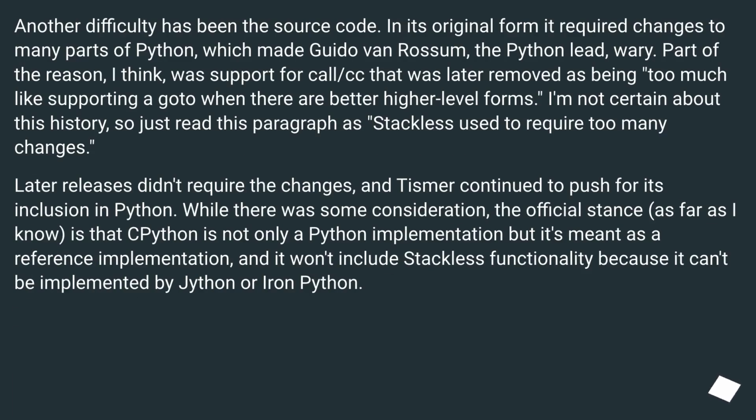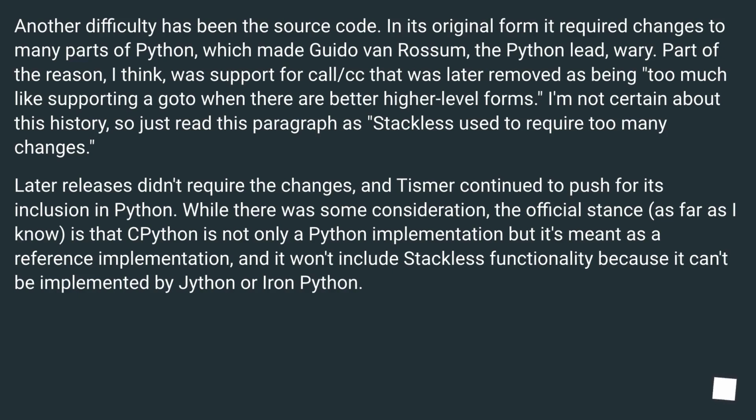Another difficulty has been the source code. In its original form it required changes to many parts of Python, which made Guido van Rossum, the Python lead, wary. Part of the reason, I think, was support for call/cc that was later removed as being too much like supporting a goto when there are better high-level forms. I'm not certain about this history, so just read this paragraph as: Stackless used to require too many changes.